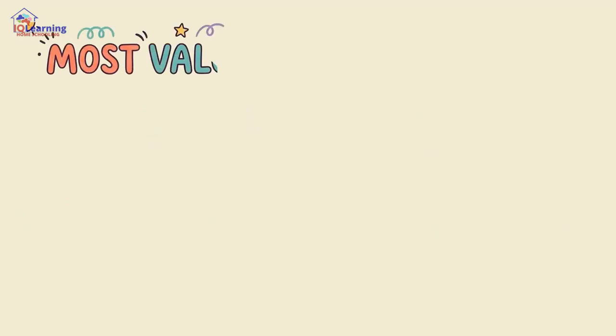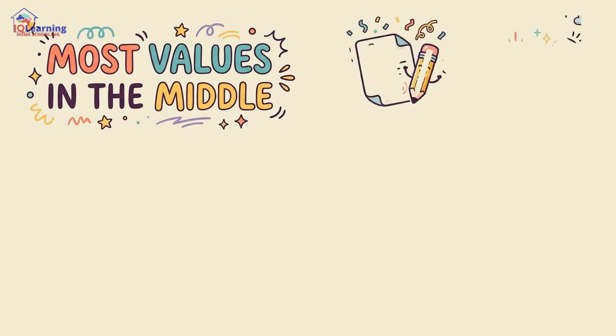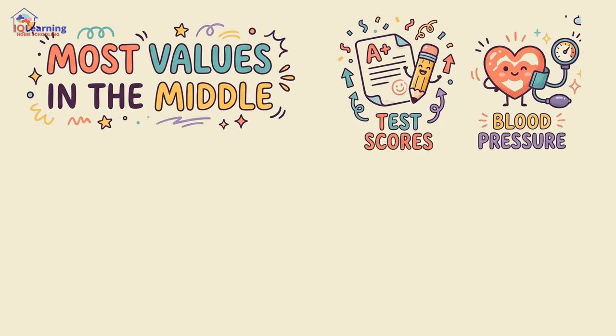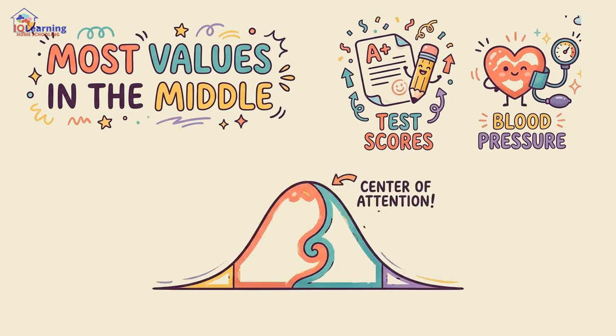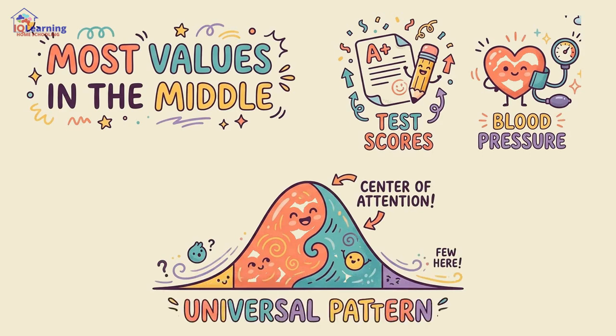The important idea is simple. Most values are near the middle, and extreme values are rare. This pattern appears in many real situations, not just height. Test scores, blood pressure, and measurement errors often follow a similar bell-shaped pattern. So, whenever data forms a curve with a high middle and thin edges, where most values gather around the average, you are probably looking at a normal distribution.